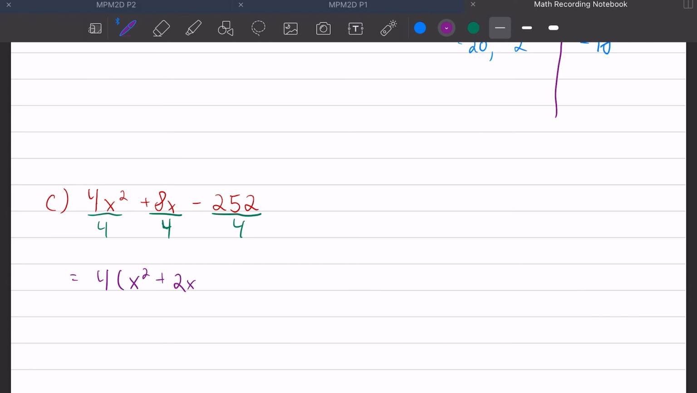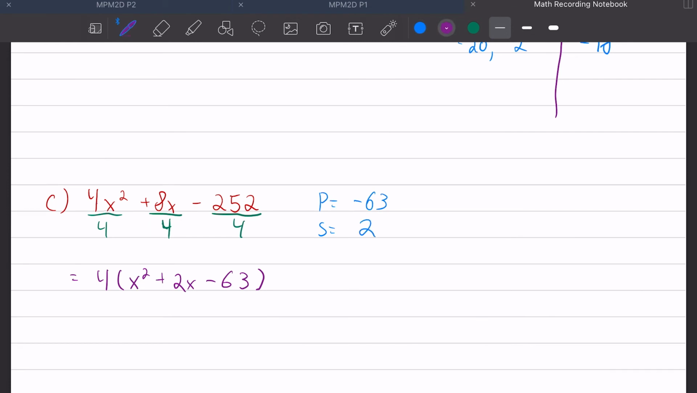And 252 divided by 4 gives us 63, so negative 63 on the bottom. Okay, this particular thing here is what we need to do our product and sum method. We have a 1 in front of the x squared again. So what we need to now do is identify our product and identify our sum. Our product in this case is our negative 63, and our sum is 2.